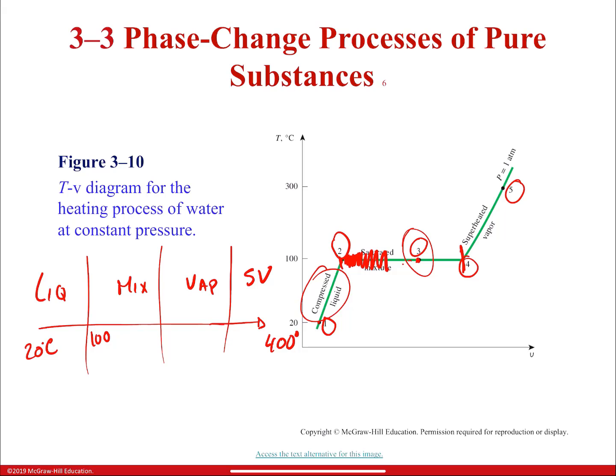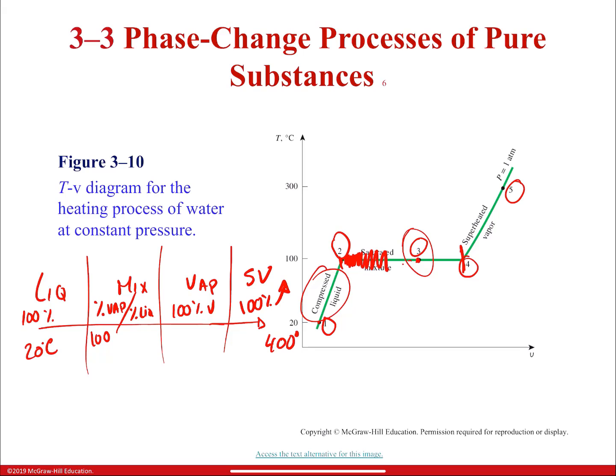So in the mixture we have some percentage in vapor and some percentage in liquid. Right here we have 100% liquid. Then on vapor we have 100% vapor, and then on superheated vapor we have 100% vapor, but at a very high temperature.